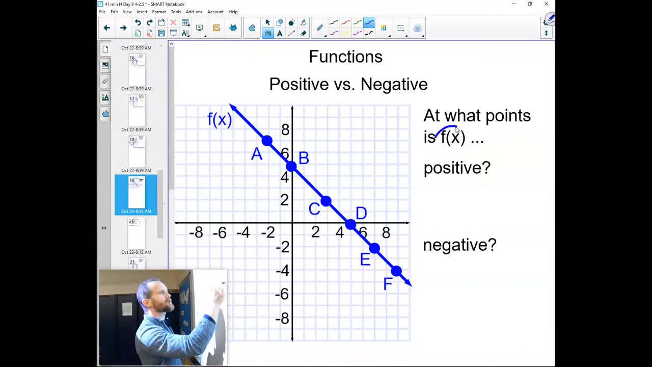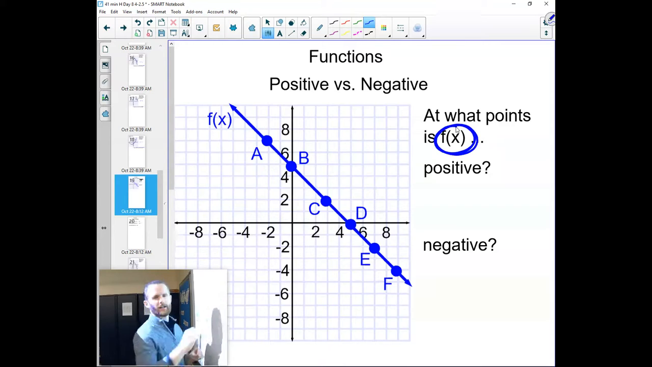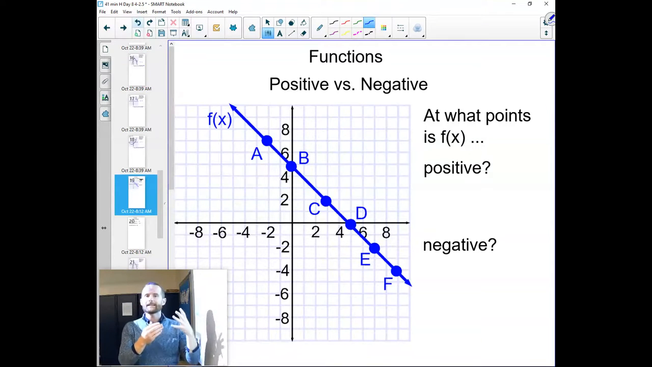Now, before we move on, we have to make sure we really understand what f of x means. F of x is the function. It's representing the numbers we're getting out of the function, the output values, the range values, the y values. So when we say at what points is f of x positive, another way to think of that is, at what points will this function have a positive y value? A positive y value. And if we look at that, that's going to be A, B, and C.